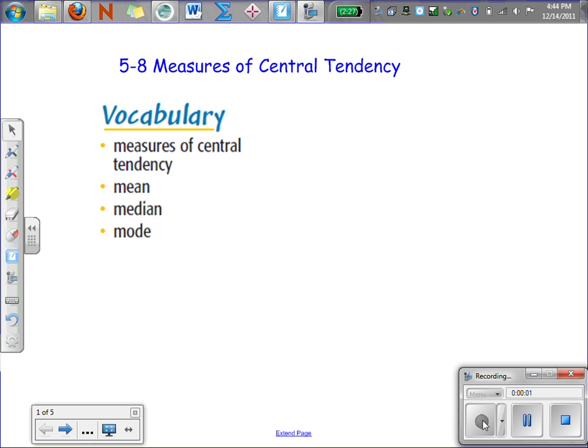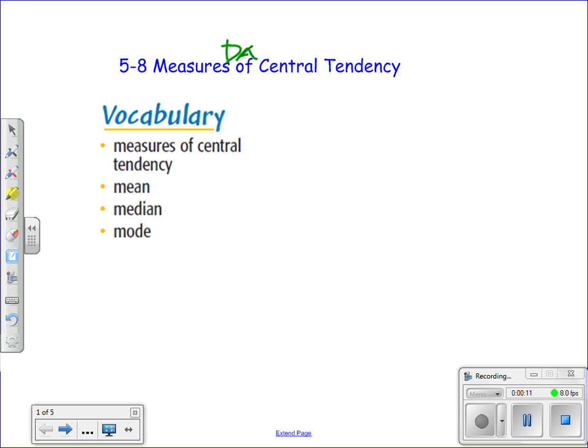Chapter 5, Section 5-8 is measures of central tendency. So what is a measure of central tendency? It means we are looking at data, and we're looking at what tends to happen in the middle. What tends to happen in the central part of the data.